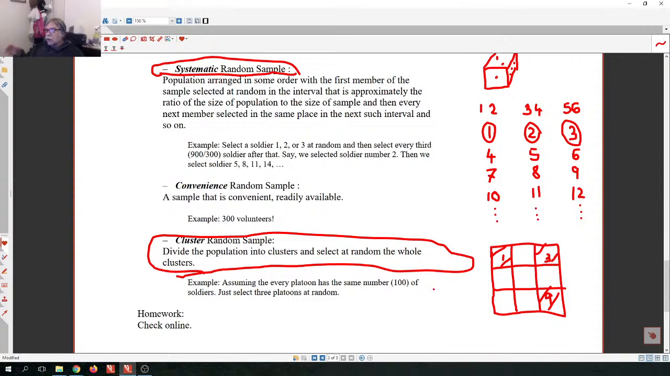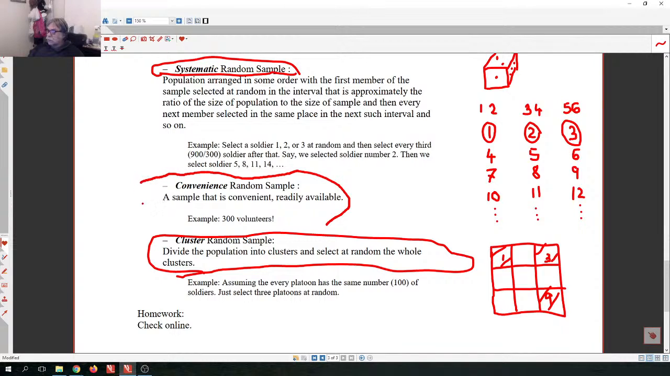While in a cluster random sample, you divide the population into clusters, but then you're taking whole clusters at random. So some clusters you're not taking, some clusters you're taking completely, right? So that's the difference. And the last thing about the sampling would be the convenience random sample.